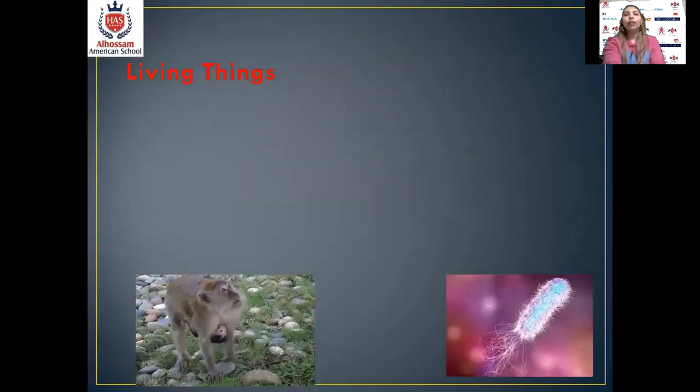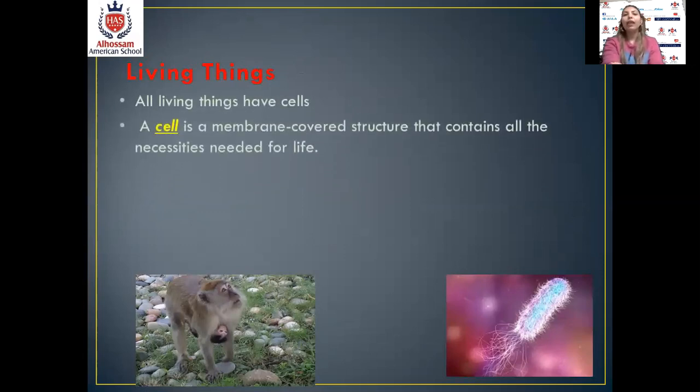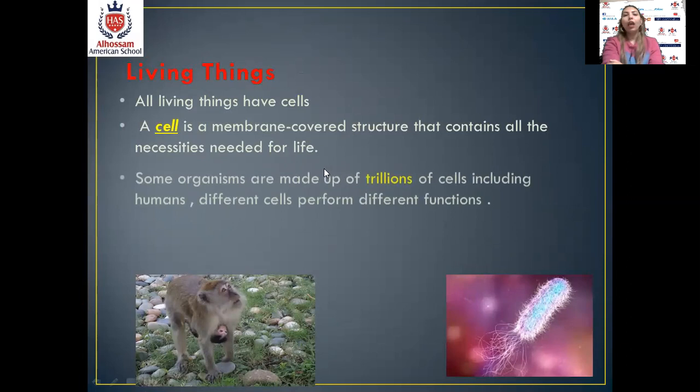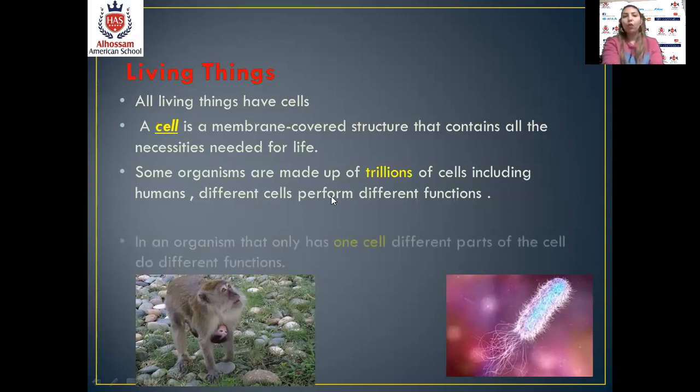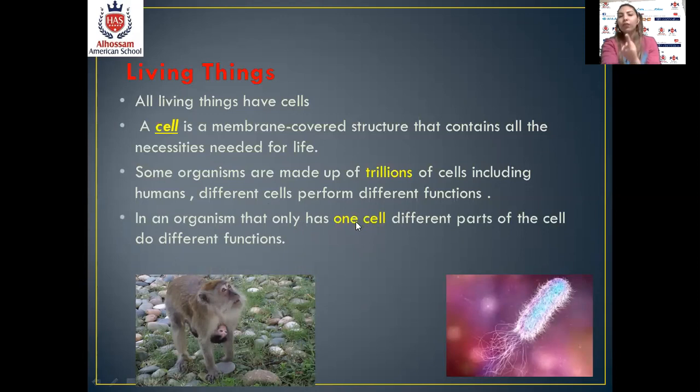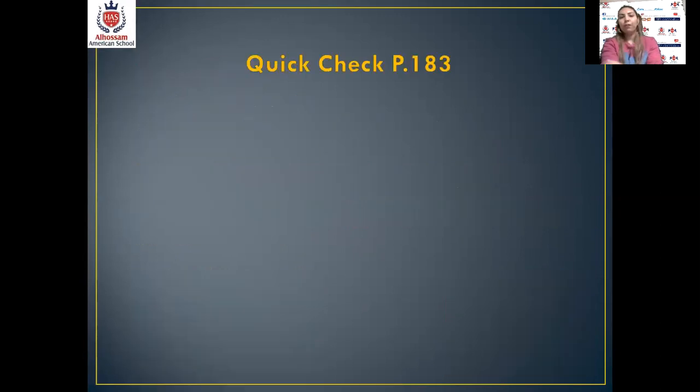So let's start. Living things. What do you know about living things? All living things have cells. And as we said, the cell is the membrane-covered structure that contains all the necessities needed for life. So one cell can do all activities. And some organisms are made up of trillions of cells, called multi-cellular. Each cell in this case can do a specific function, while other organisms consist of just one cell, and each part inside this cell can do a different function.